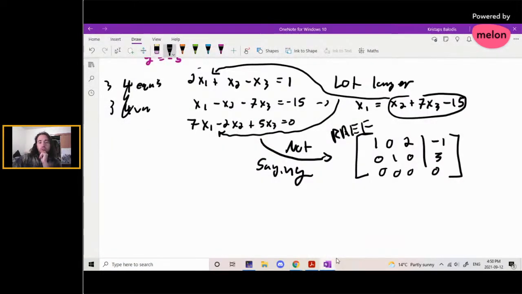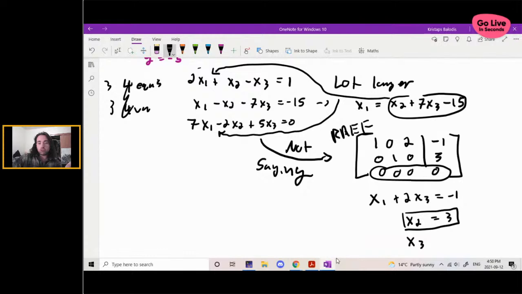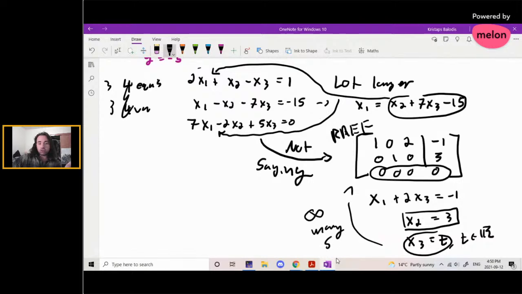Yeah, so if we're looking at this reduced row echelon form, and now we try and solve this system of equations, this says what? This says x1 plus 2x3 equal to minus 1. This second row just tells us, boom, x2 is equal to 3. We don't even need to do anything. We can just solve this instantly. And then this bottom row, whenever we have a row of all zeros, that means we have a free variable. So we can let x3 be any real number we want, actually. So this system, for example, would have infinitely many solutions.